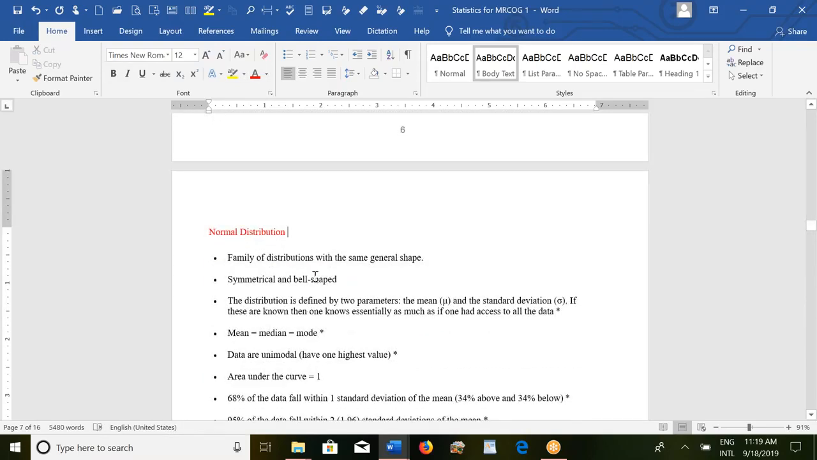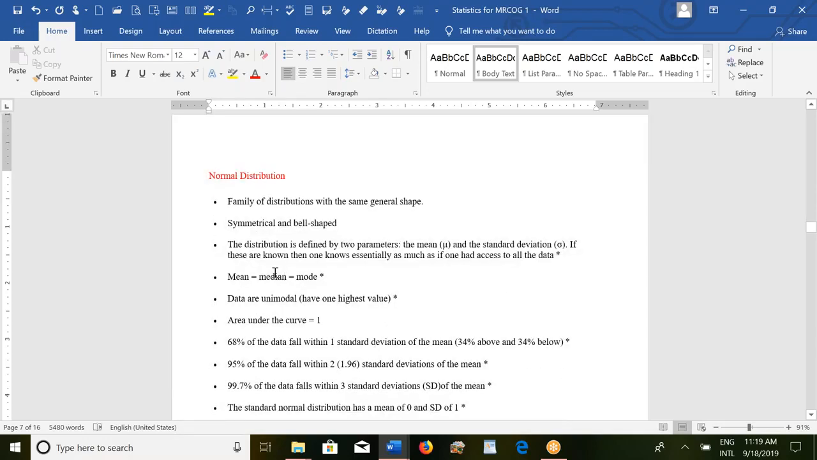This is a family of distributions with the same general shape, symmetrical and bell shaped. And the distribution is defined by two parameters, the mean and the standard deviation. If these are known, then one knows essentially as much as if one had access to all the data. So if you know the mean and you know the standard deviation, it means that you have interpreted the full study. So in the normal distribution, mean is equal to median is equal to mode, and the data are unimodal. Unimodal, they have one highest value.